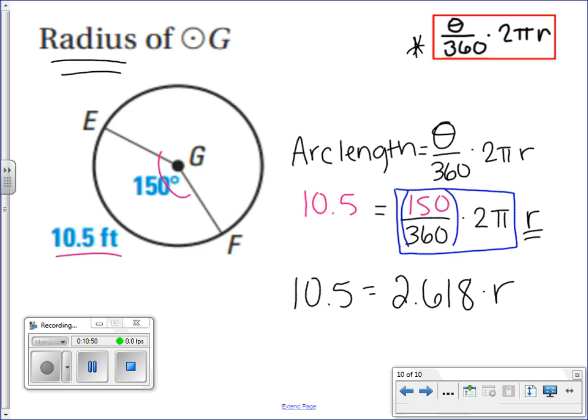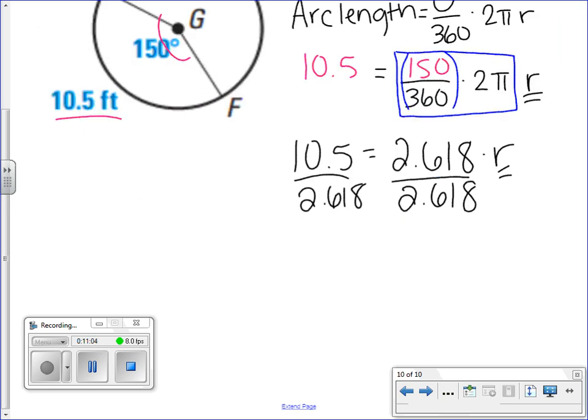I just made this problem so much easier because now to get r by itself, all I need to do is divide by 2.618 on each side, because those cancel. So 10.5 divided by 2.618 is approximately 4.01. So that is equal to our radius.